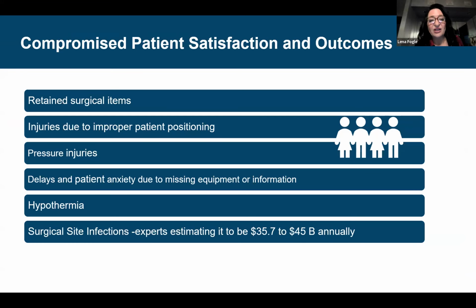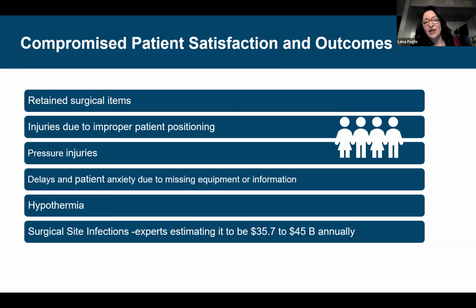So we've taken a look at what some of those consequences are. I'm just highlighting again some of the main things. Intraoperative hypothermia is a big problem for patients. It really hinders wound healing and patient outcomes, surgical site infections, of course. And in Canada, experts have estimated surgical site infections to cost between 35.7 and $45 billion annually in additional care for patients and in costs for that kind of patient care.